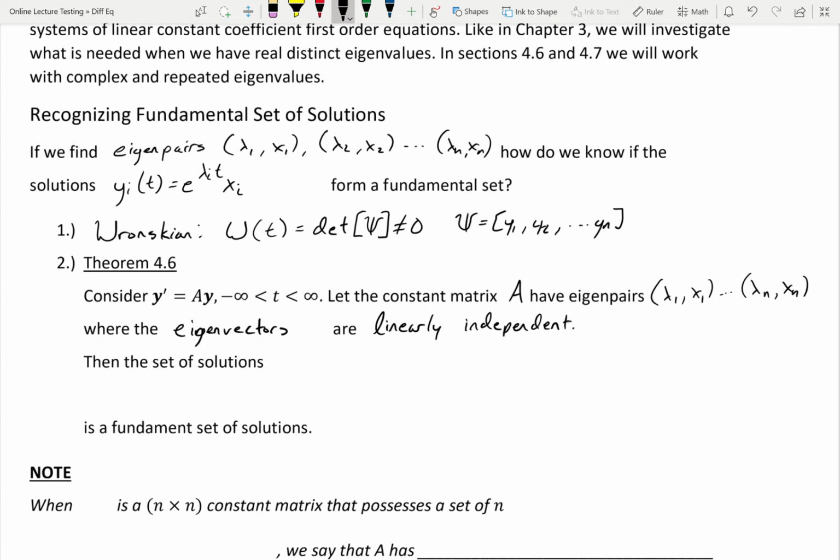Then the set of solutions of the form e to the lambda 1 t x1, e to the lambda 2 t x2, so forth up to e to the lambda sub n t x sub n is a fundamental set of solutions. So if we could show that these eigenvectors are linearly independent, then we can automatically say that these guys form a fundamental set, which is awesome. We don't have to do any calculation with the Wronskian and we're done. That's the cool part. So here's an important note.